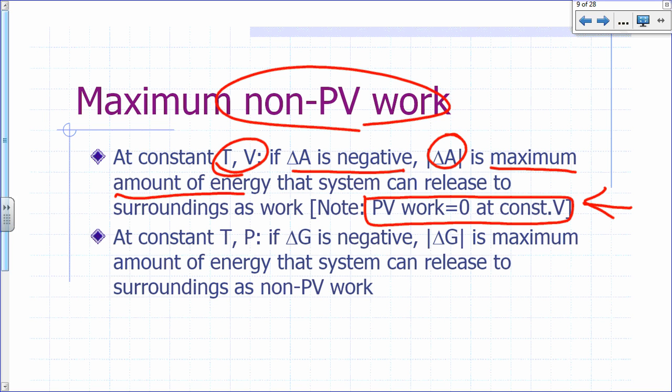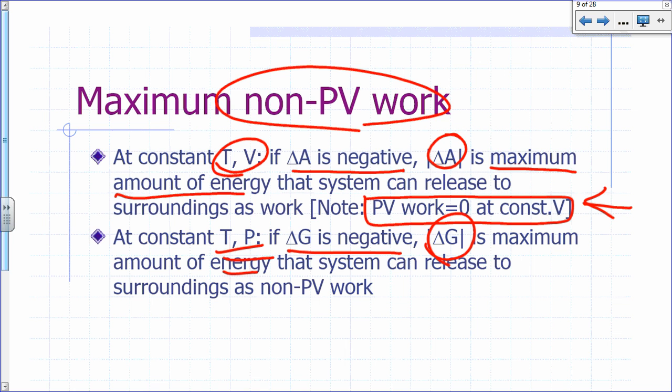Now similarly, you can show at constant temperature and pressure that your process is spontaneous if delta G is negative, and the absolute value of delta G would be the maximum amount of energy that your system can release to the surroundings as non-pressure volume work.